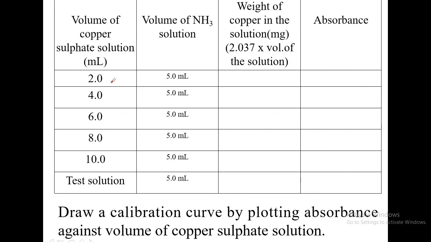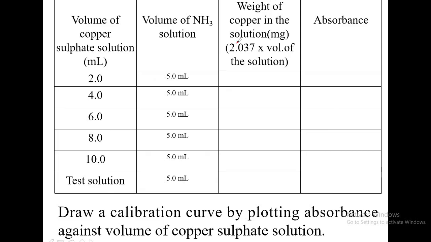Now the volume of the copper sulphate solution we are taking like this, 2, 4, 6, 8, 10. To all the solutions we are adding equally 5 ml of ammonia solution. Test solution, we don't know how much volume of copper sulphate is there, but to that also we are adding 5 ml of ammonia. And then we can calculate weight of copper in the solution, that is 2 into 5, we have to do, 4 into 5, like that you have to calculate.